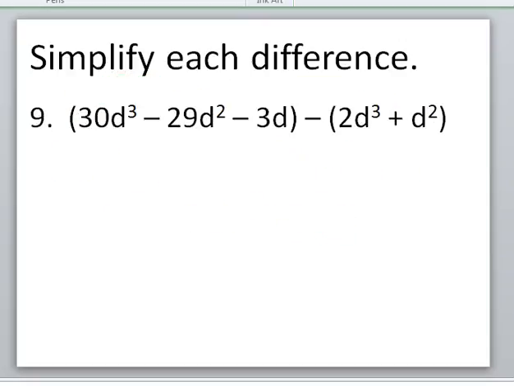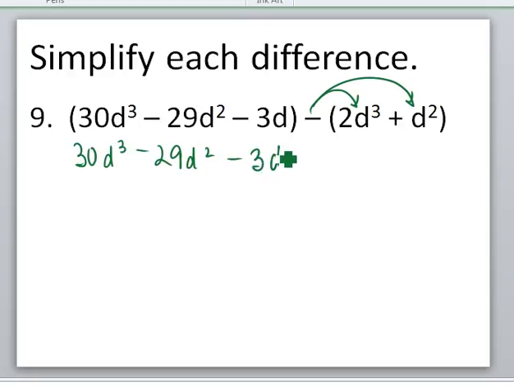My next difference problem, again, I'm going to be distributing a negative through. So this first one doesn't change because it has a 1 out front. The second one changes. I'm distributing a negative through, so a positive 2 becomes a negative 2. I have a positive 1, which becomes a negative v squared because I'm distributing a negative through. I am going to change my signs to plus the opposite before I start adding my like terms.